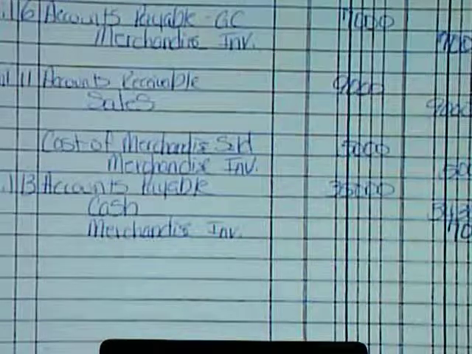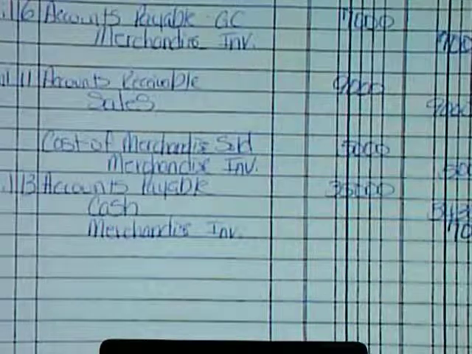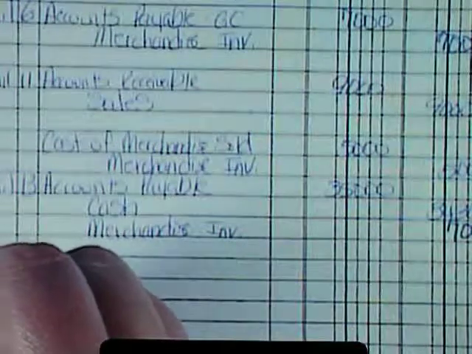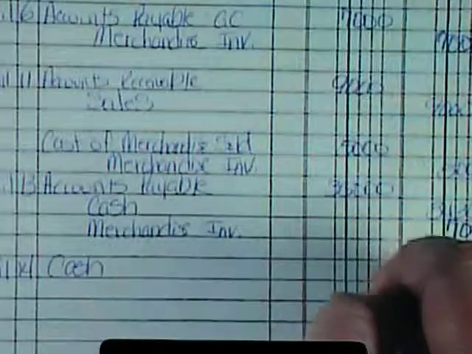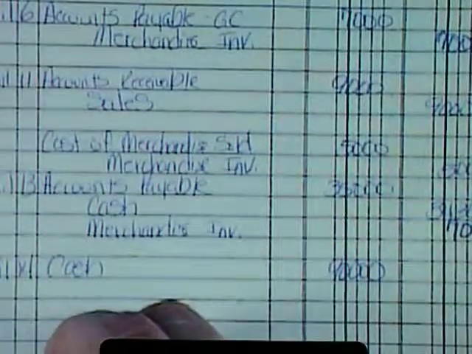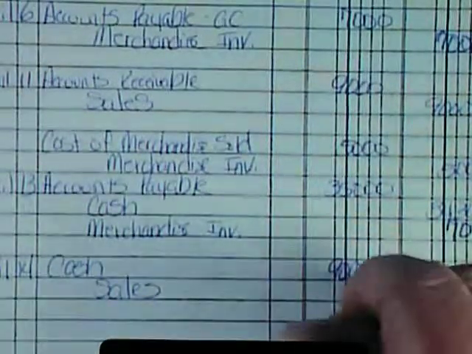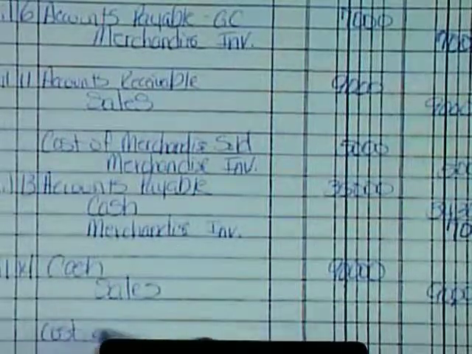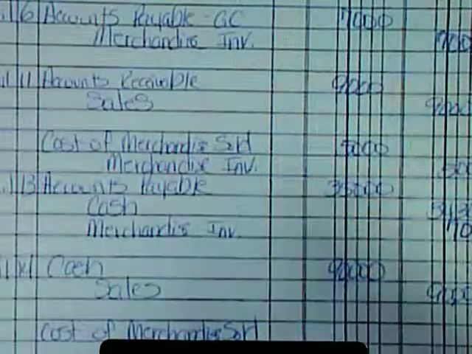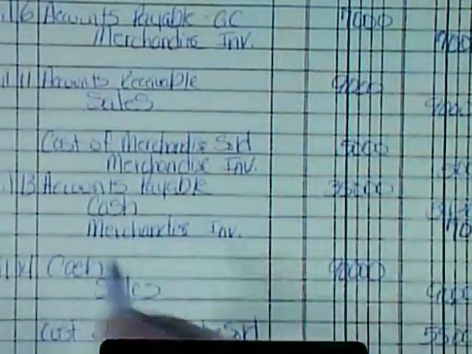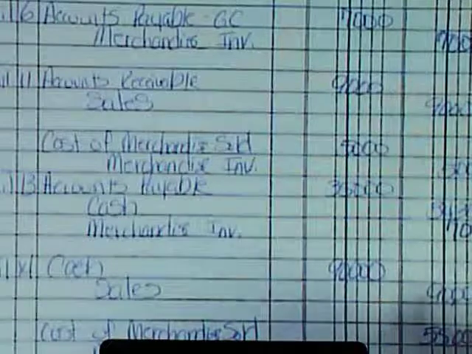Okay, so on April 14th, we sold merchandise on Visa, which is a credit card, $90,000. The cost of merchandise sold was $55,000. So on April 14th, we received cash of $90,000. I want you to think of a credit card as simply being like a transaction with cash, and sales, $90,000. Okay, then we're going to follow it up with cost of merchandise sold for $55,000, and merchandise inventory is going to be credited for that same amount, $55,000.